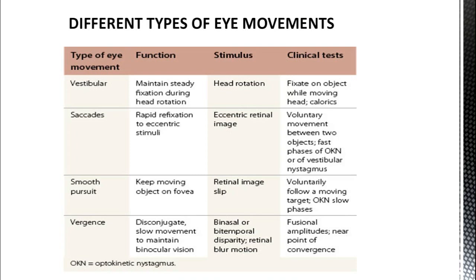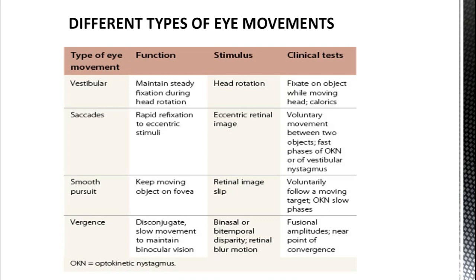And smooth pursuit means it is a conjugate eye movement. So for example, an object is moving and the eye is following that moving object. So at that time we record this movement, that is a smooth pursuit.